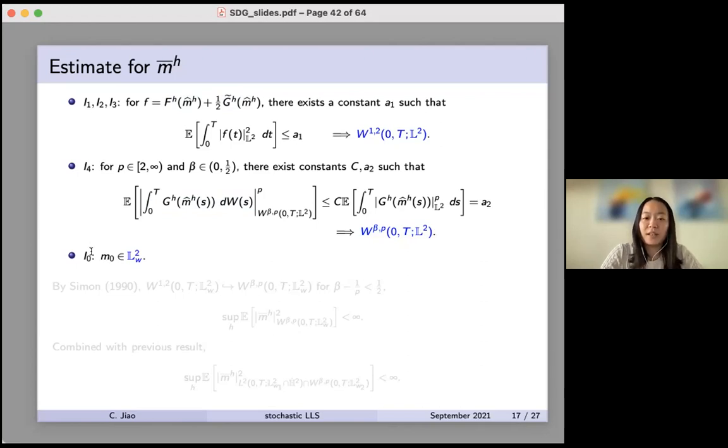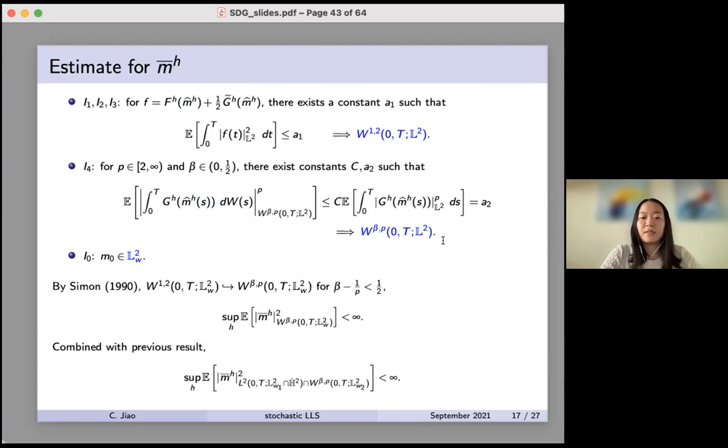Moreover, for the I0 part, since M0 takes values on the unit sphere, so it has magnitude 1, M0 is in the weighted L2 space. So we have to replace all these L2s by L2 weighted for the estimate of the quadratic interpolation M bar. By a result from Simon, we know that W12 is continuously embedded in W beta P.